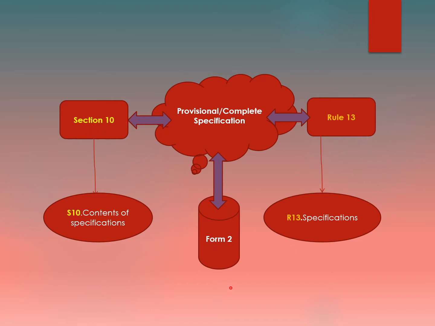Literally, when we see the titles, form 2 has the title provisional or complete specification, section 10 has the title contents of specifications, and rule 13 has the title specifications. So from the wordings only you can very well establish the linkage between these three. Today in this lecture we will individually describe rule 13, and we will try to go to a deeper level so that the whole rule 13 will be more clear. Fine.